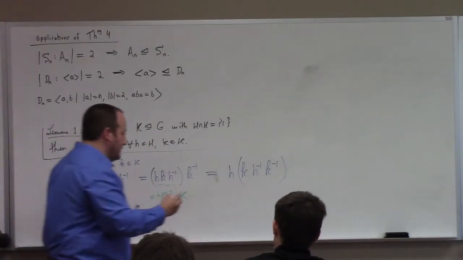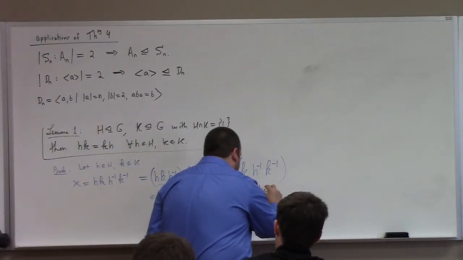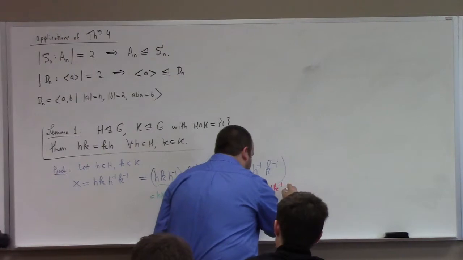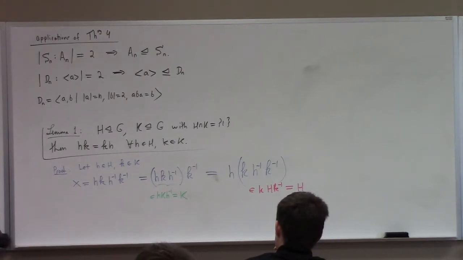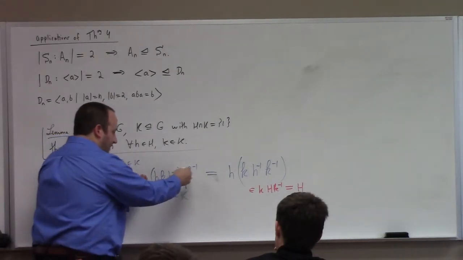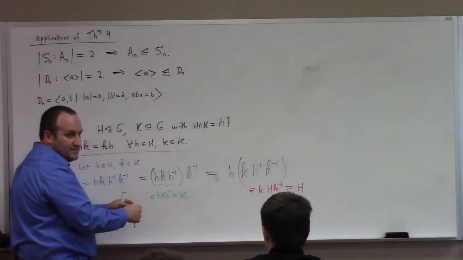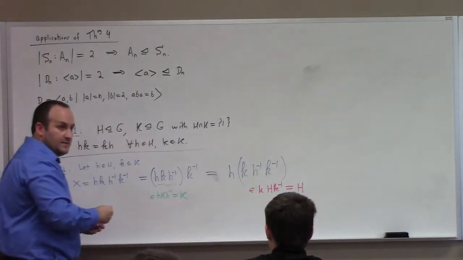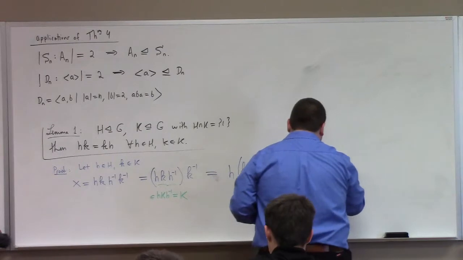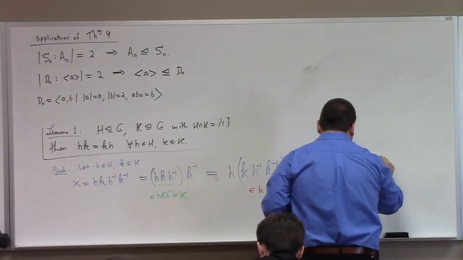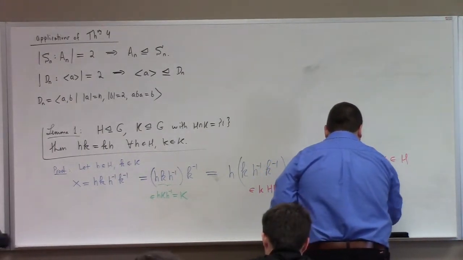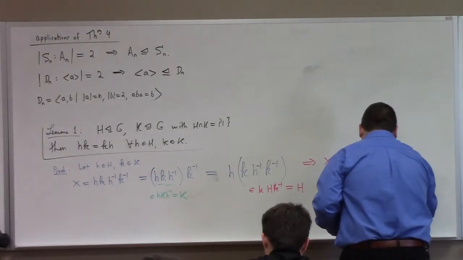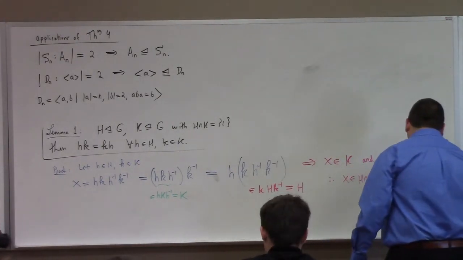On the other hand, over here, kh⁻¹k⁻¹ is an element of kHk⁻¹, which by normality of H is equal to H, part 3 of the normality test. So that's an element of H. So x on the one hand is a product of elements of K, but on the other hand is a product of elements of H. This implies that x is an element of K and x is an element of H. Therefore, x is an element of H intersect K, which is equal to 1 by assumption. So x is equal to 1.